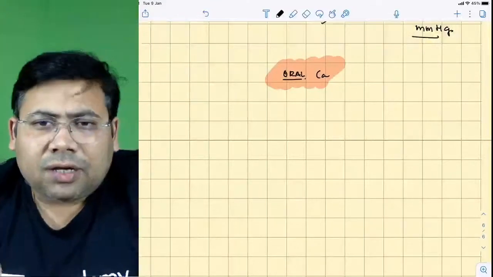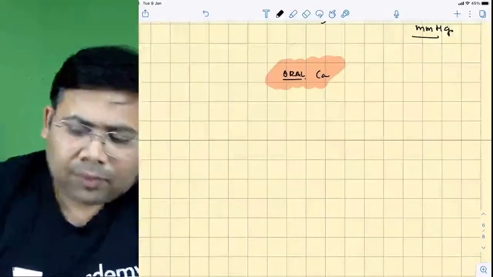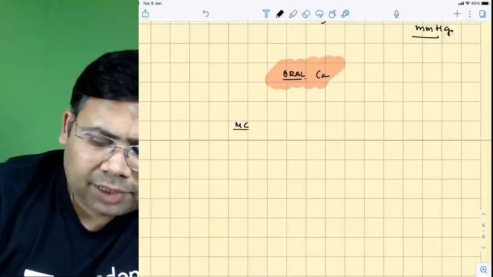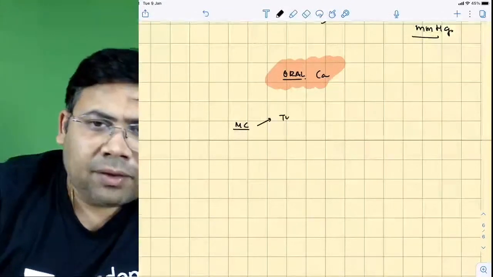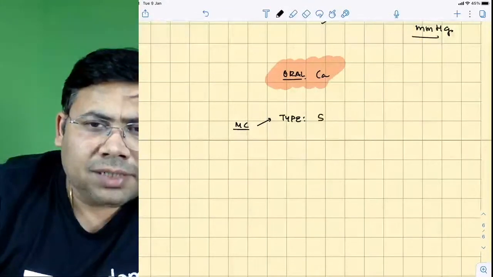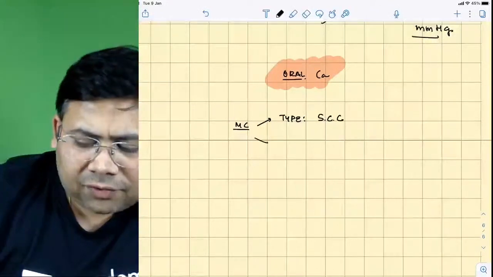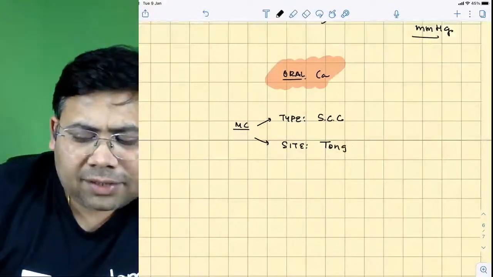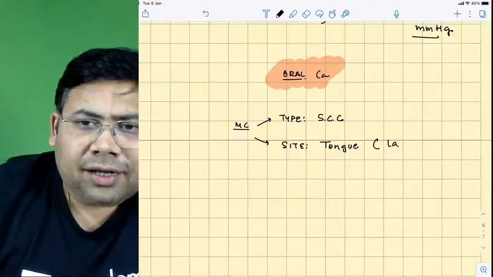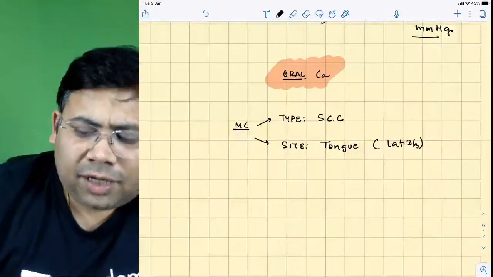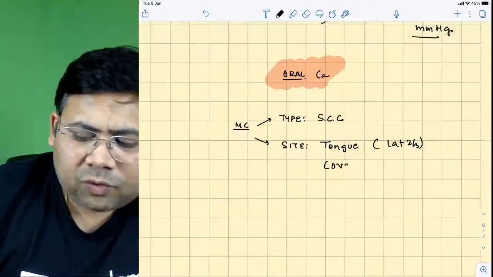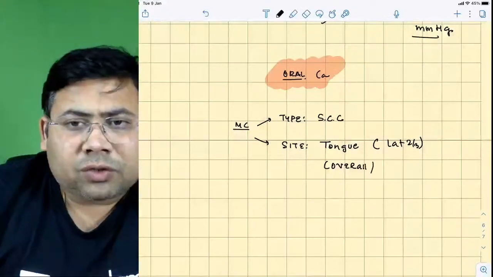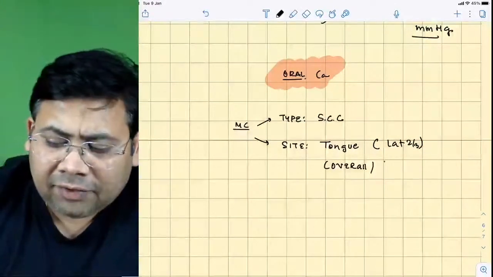When we talk about oral cancer, the first question is most common type. The answer is squamous cell cancer. The second question is most common site. The answer is tongue. What tongue? Lateral two-thirds of the tongue. Remember, this is the most common site overall, and this is also the most common site in the West.